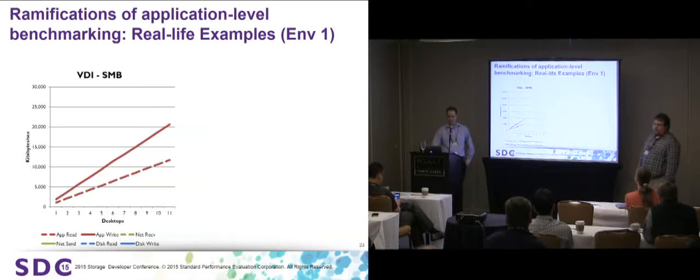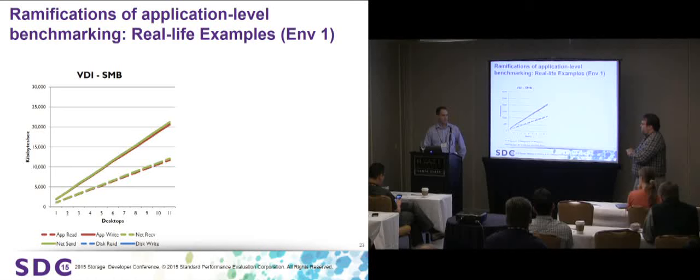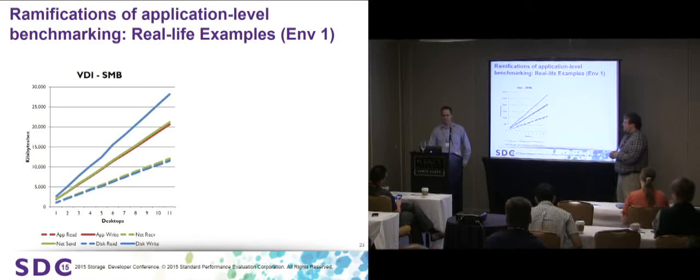In the Windows environment, again staying with data rate, we see the split between reads and writes is basically the same as in the NFS environment. That's what the benchmark's requesting. Again, we see a little bit of overhead, so the workload's slightly higher going to the NAS server, but basically exactly the same. Looking at the disks, we see something much more normal looking than the NFS environment.